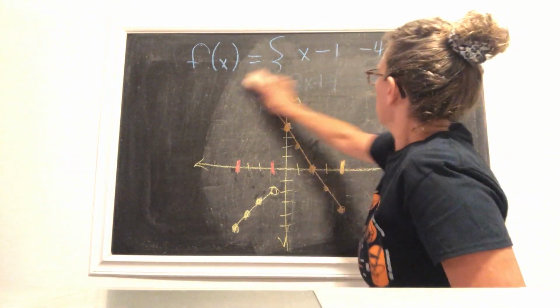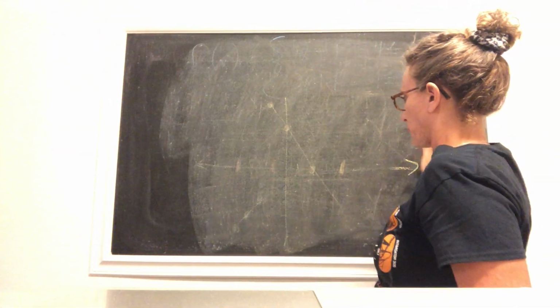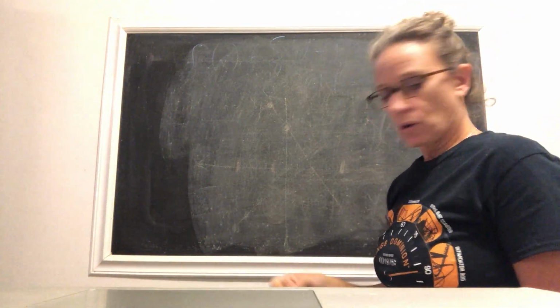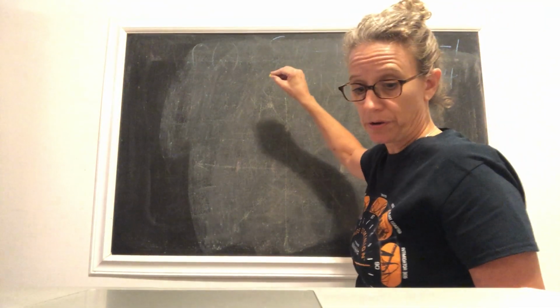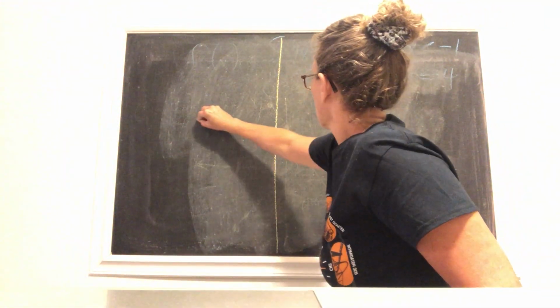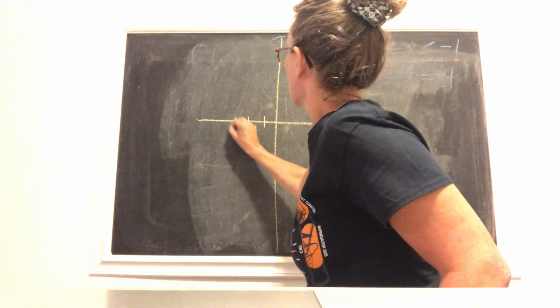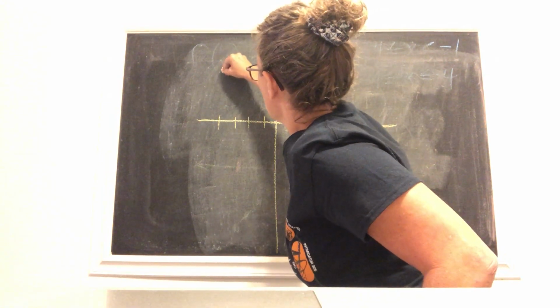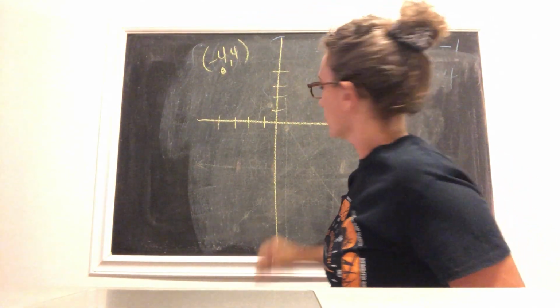Okay, the second problem is a piecewise function that's already graphed, and you have to figure out what the equation is. So I'm going to quickly draw this piecewise function that I've prepared. I'm going to give you the coordinates because, of course, I'm not on graph paper. It may not look exactly perfect. So I'll give you the coordinates of the endpoints.